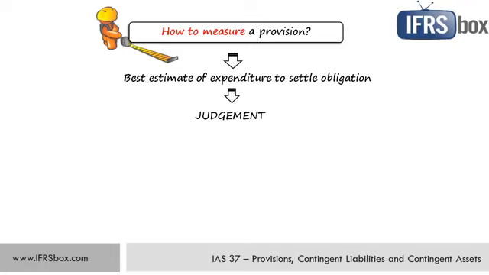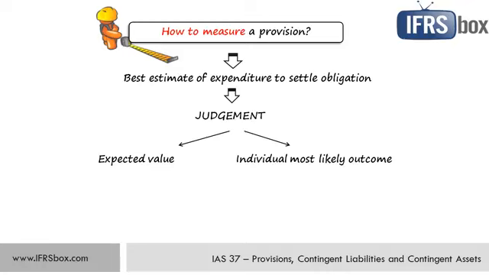There are two most often ways of measuring provisions. The first one is the so-called expected value, and it is used when measurement of a provision involves a large population of items. Then the provision is measured as a weighted average of all possible outcomes by their probabilities. The second method is used when a single obligation is being measured, and then the provision would be set as the most likely outcome.